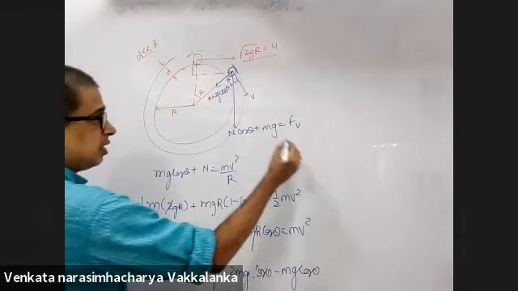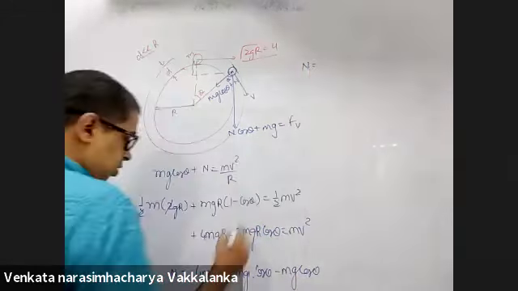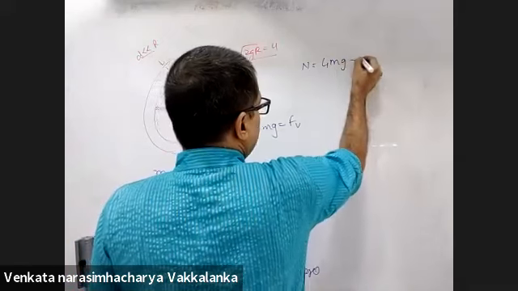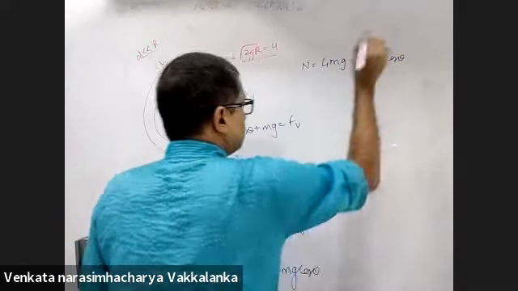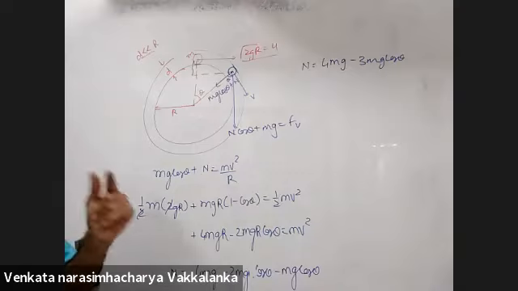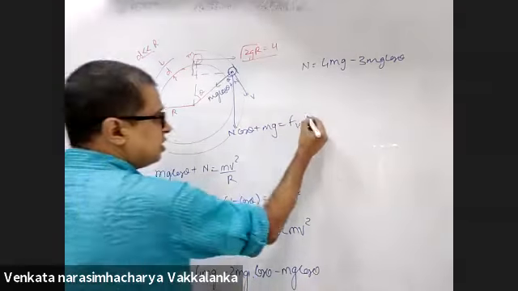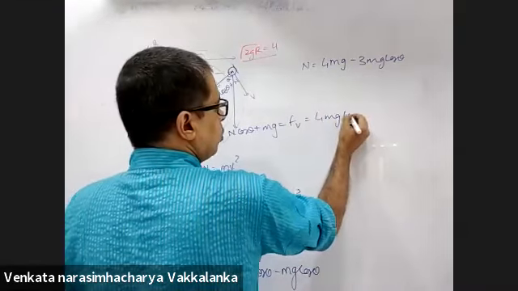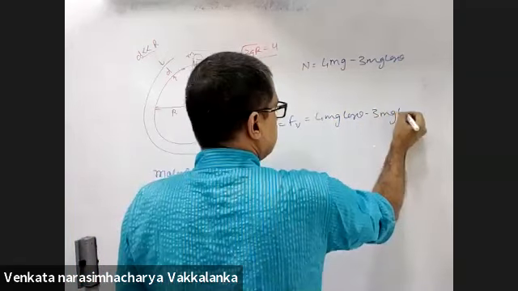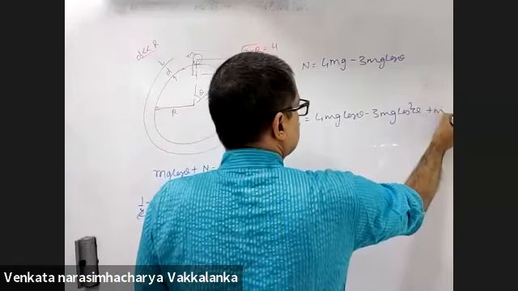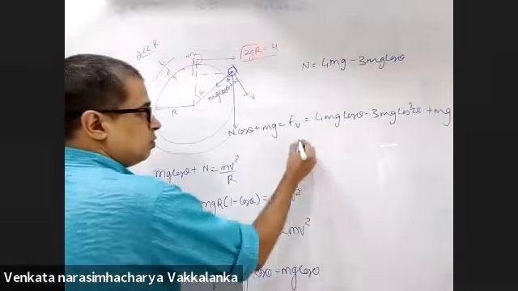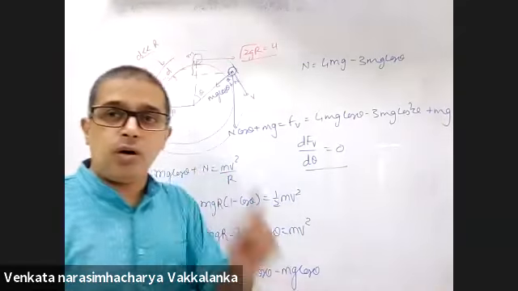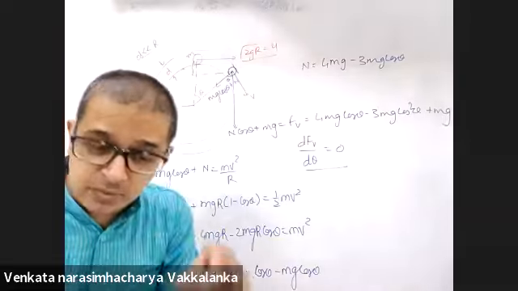Is my calculation correct? I am getting N is equal to 4mg minus 3mg cos theta. Now, what is Fv equal to? Fv equal to N cos theta. So 4mg cos theta minus 3mg cos square theta plus mg. This is the vertical force. Differentiation of the vertical force with respect to theta, equating it to 0, I will get the angle at which vertical force is maximum.